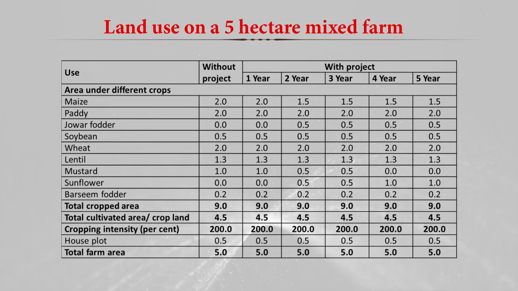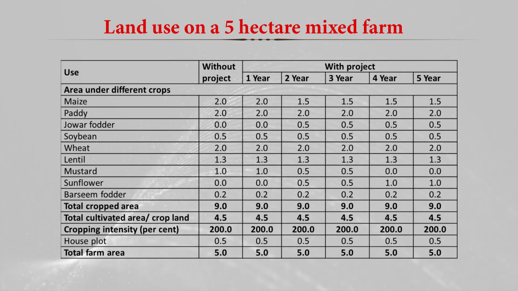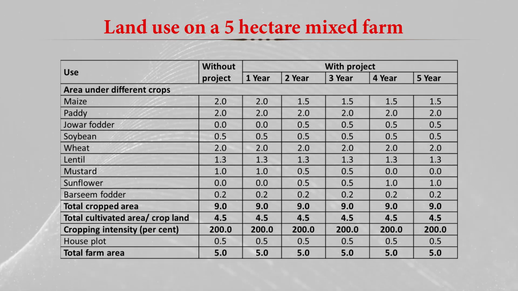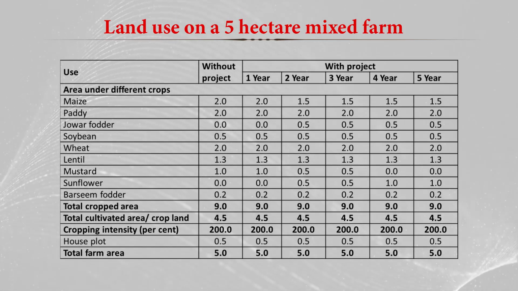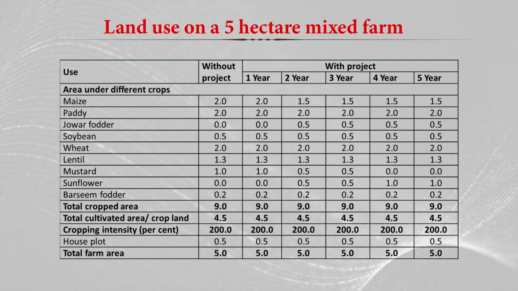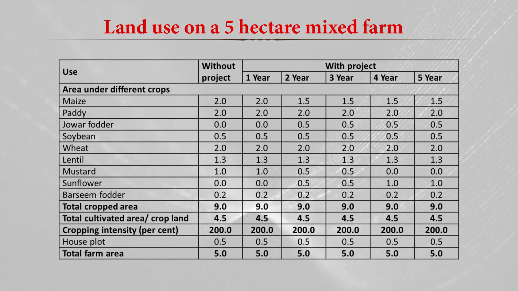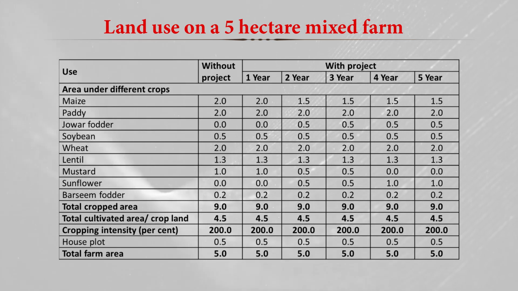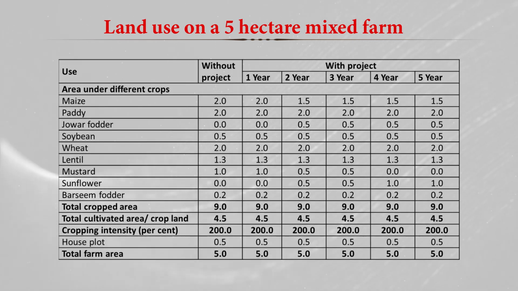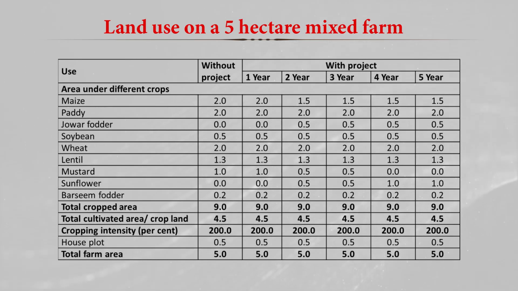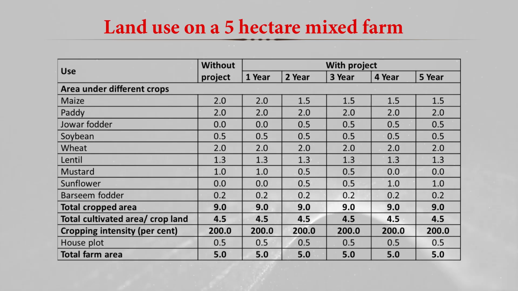Actually, the area of the maize without the project was 2 hectares. Of that 2 hectares, 0.5 hectare we have taken from the maize, and that has been allotted to the jowar fodder. In the rabi season also, we have allotted 0.5 hectare to the sunflower, which has been taken from the mustard. That area has been allotted to the sunflower.